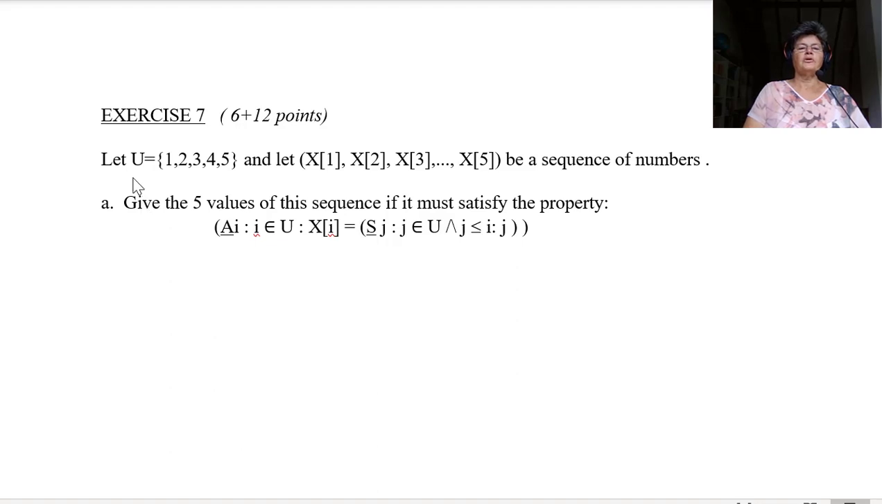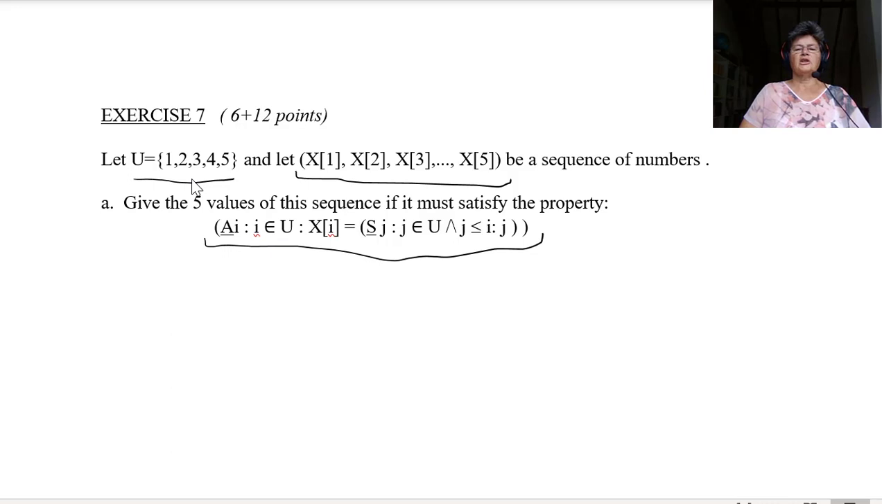So we have a universe consisting of the elements 1 until including 5, and we have a corresponding array with the values corresponding to the indices. They ask us to fill this sequence in such a way that the property is true, so that this universal quantifier will give me a truth value. So let's try to read it.